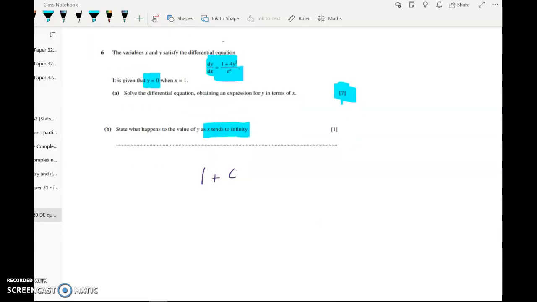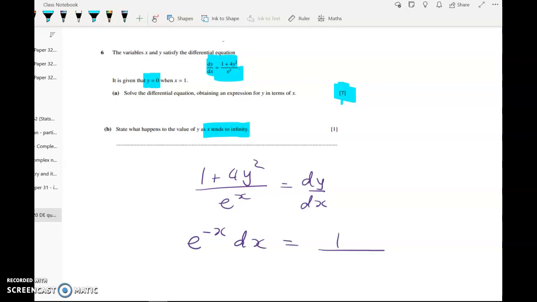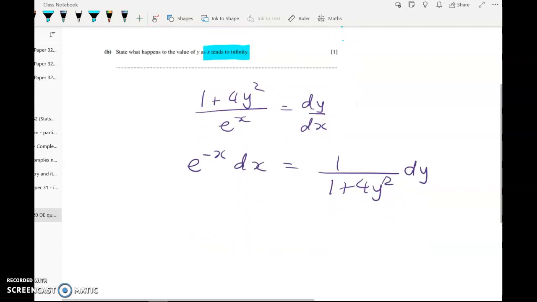So we've got 1 plus 4y squared over e to the x is equal to dy by dx. That gives me, let's see, which way am I going? I'm going to have... Oh, this is weird. This is e to the negative x times dx. Sorry, had a complete brain moment there. That's what we've got on both sides so far, and we're going to integrate both sides.